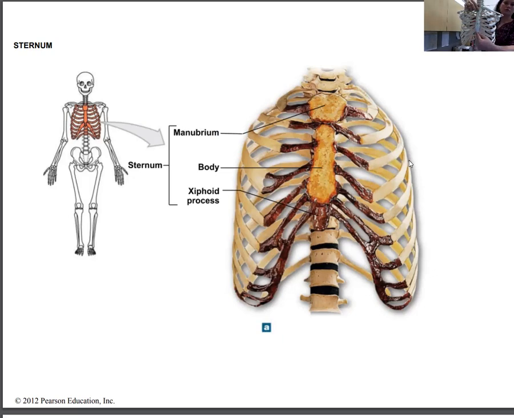So all of this bone from here to here is the sternum. This part of the sternum is called the manubrium. This part of the sternum is the body of the sternum. And then this point here is the xiphoid process.